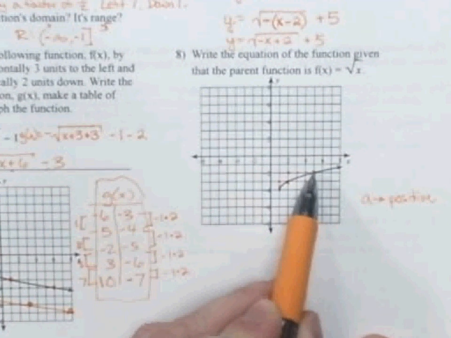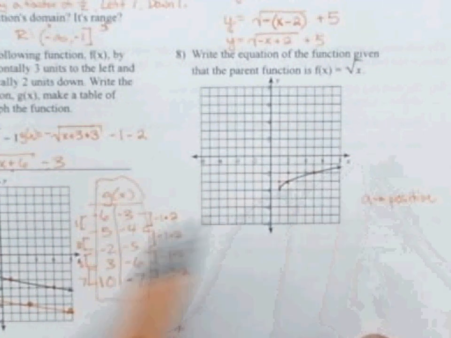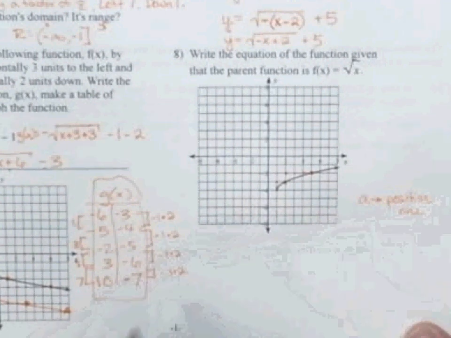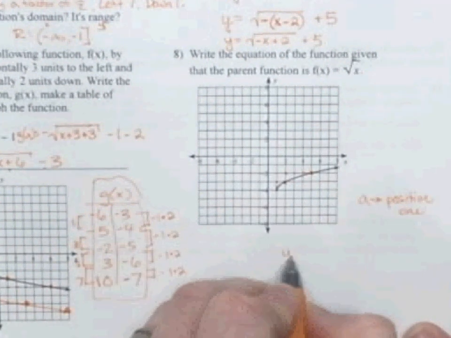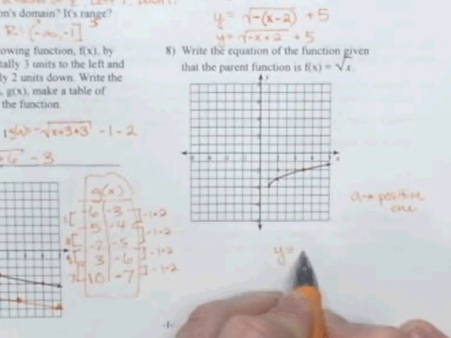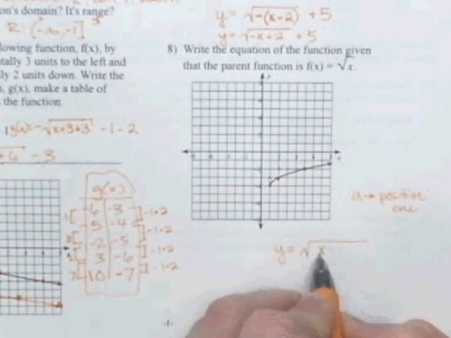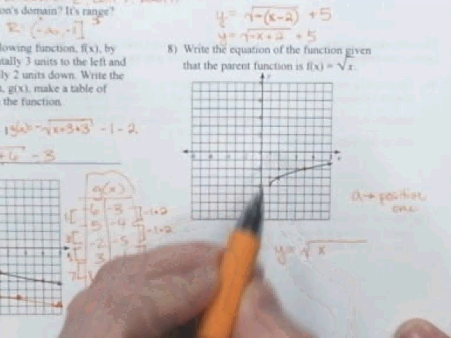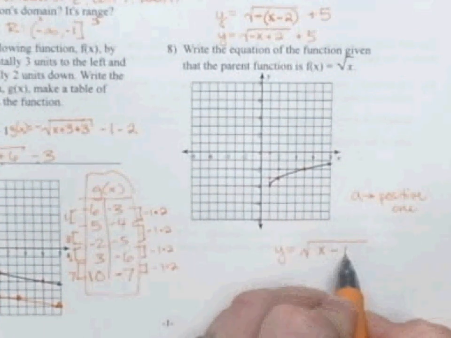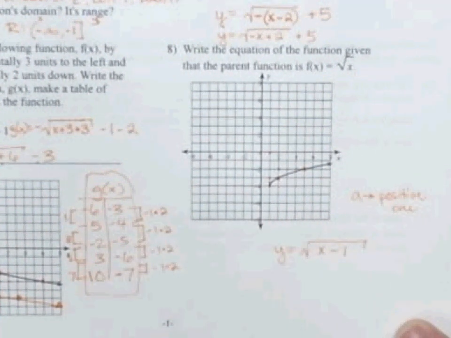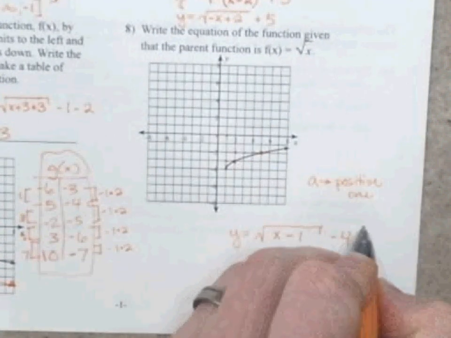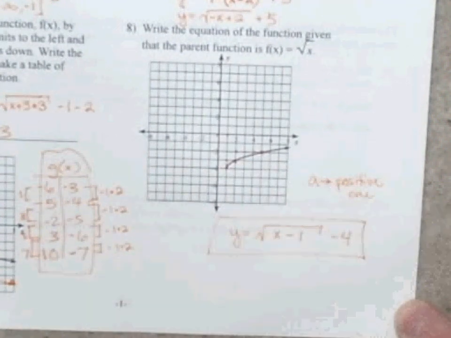Up 1 over 1, up 1 over 3. If we went up one more, we'd probably go over 5. So a is positive, and it's also 1. So when we write our function, y is equal to the square root of x. What's our horizontal shift? We go to the right 1. So the way we write that underneath the radical is x minus 1. And then we shifted down 4, so we've got minus 4.